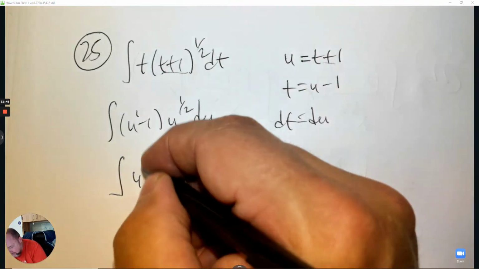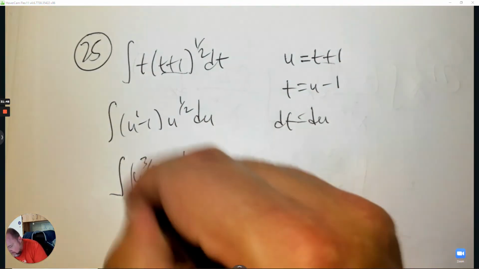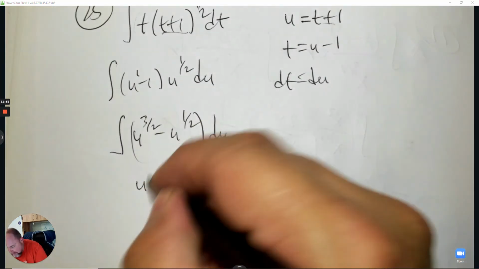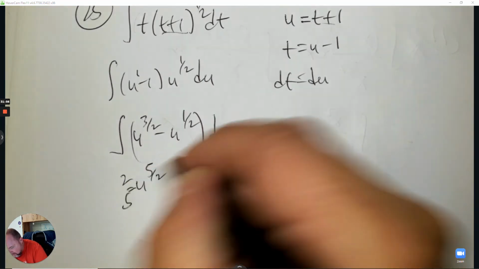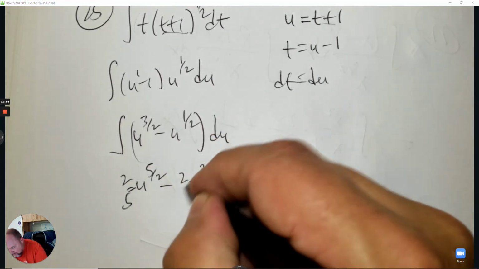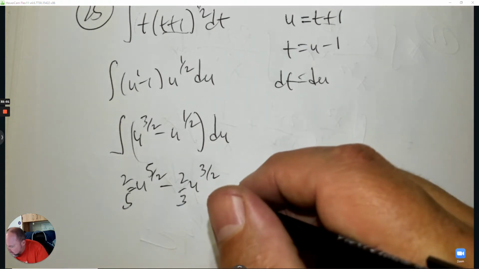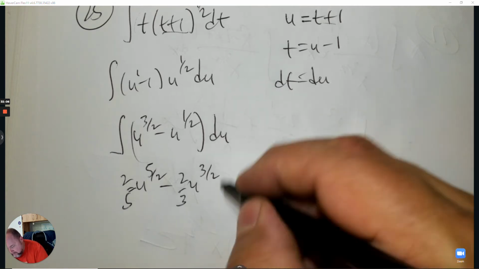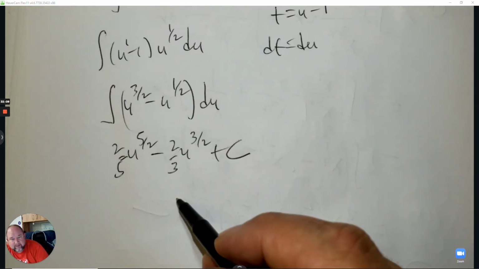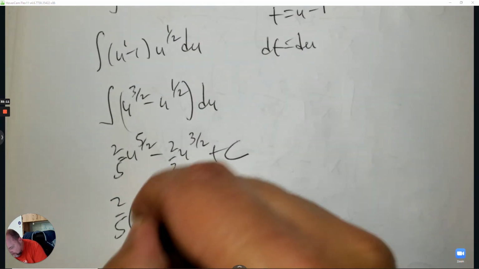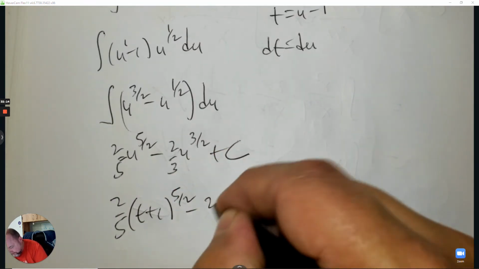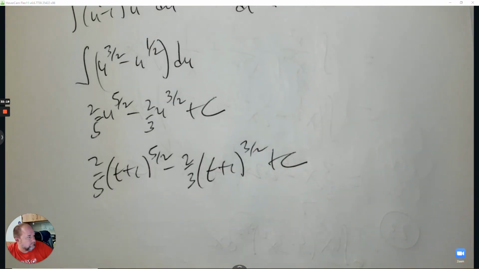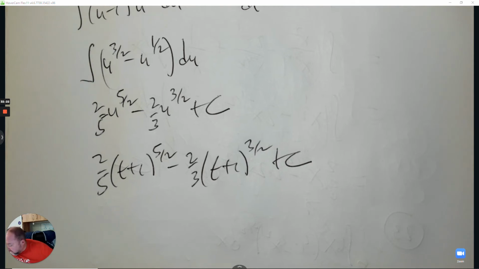So we're going to add the exponents. And then I'm going to do the antiderivative. So I'm going to add 1 and then divide, or the reciprocal. Add 1 and the reciprocal. And then the last step is to put t plus 1 back in. Awesome. 26.